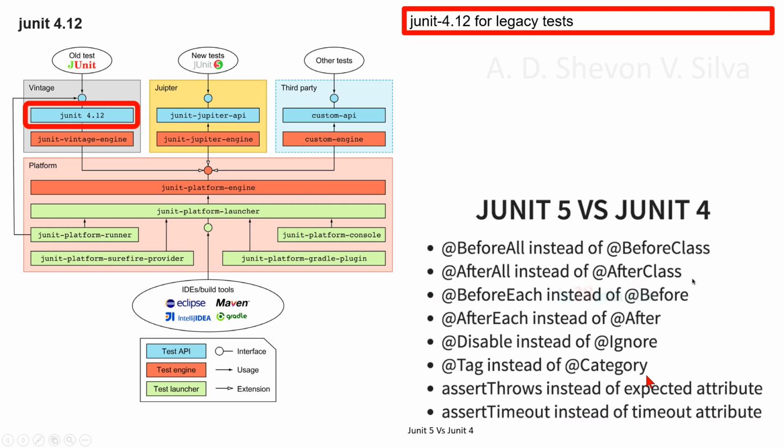Annotation type Category marks a test class or test method as belonging to one or more categories of tests. The value is an array of arbitrary classes. This annotation is only interpreted by the Categories runner at present.